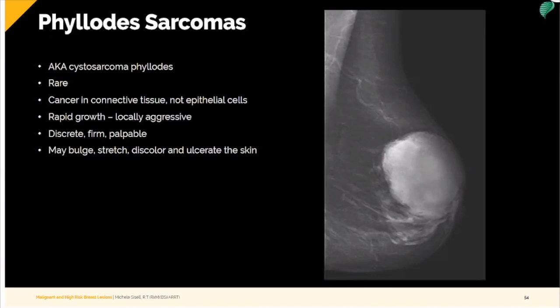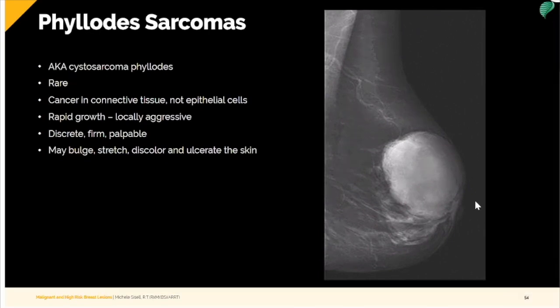Next is Phyllodes Sarcoma or Cystosarcoma. This is another rare breast cancer. The difference with this type of cancer is that the cancer cells are in the connective tissue and not in the epithelial cells, as we've seen in previous diseases. This type of breast cancer grows rapidly. It can be felt as a firm nodule that may get so large it bulges and stretches the skin to the point of discoloration or ulceration.